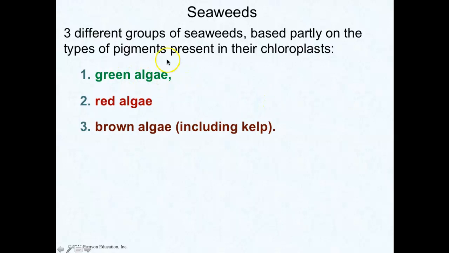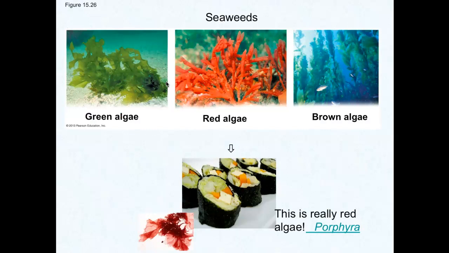Again, green algae falls under this. There's some green algae seaweeds, so they're an ancestor to the land plants. So here's an image of them: green algae, red algae, brown algae. This is kelp. And one interesting thing is nori, the seaweed that we eat on sushi, is actually a form of red algae, this guy right here, whose name is Porphyra.